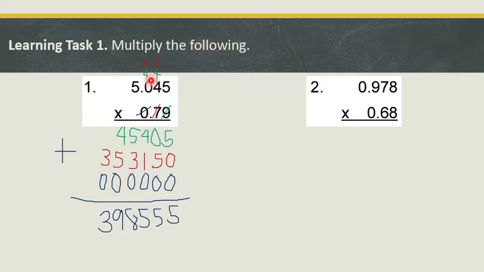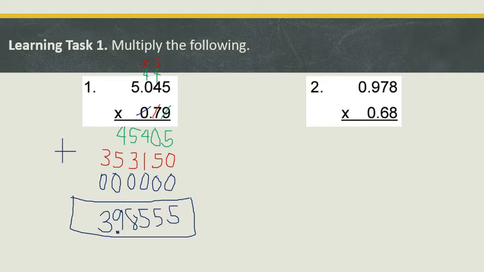And bilangan natin kung ilang decimal places to. So we have 1, 2, 3, 4, 5. So starting from the right, so 1, 2, 3, 4, 5. So dito po natin ilalagay ang ating decimal point. Okay, so we have 3 and 98,555 hundredths.